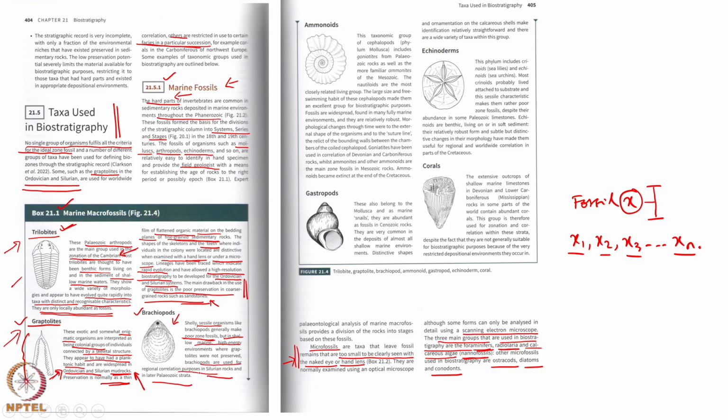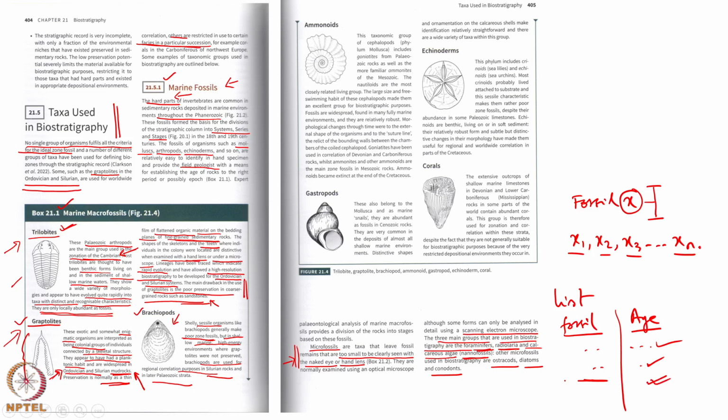I am asking the students to make a list of the fossils that I am describing and the age where they are used as the markers. Do it for trilobites, they are for the Cambrian. For graptolites, they are done for the Ordovician and Silurian. Then write down here brachiopods, and write down that for the Silurian rocks they can be useful, and in the late Paleozoic strata also they are used.